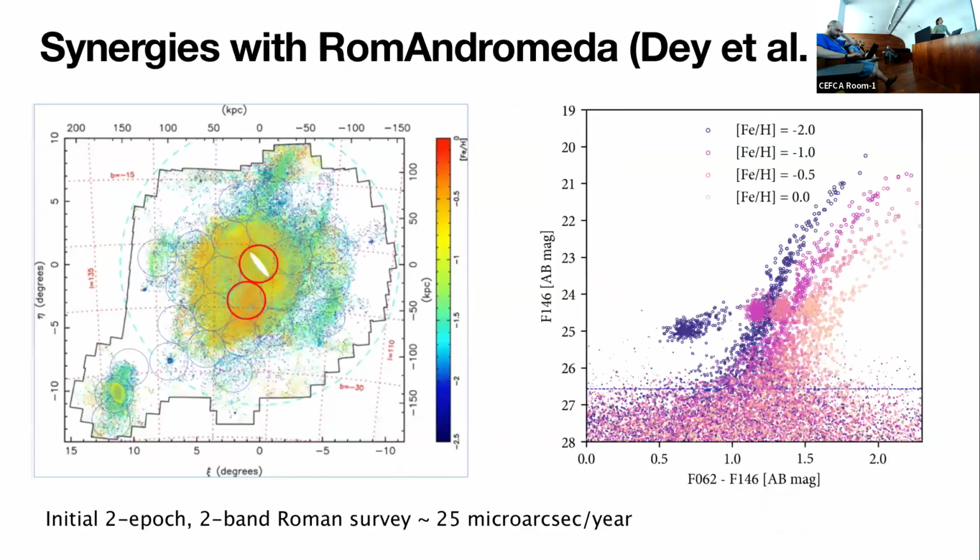As I commented, there is a Rome Andromeda proposal going on. Rome Andromeda wants to observe in two different epochs. So hopefully we will get proper motions, and that will be great, because if you combine the proper motions with abundances, you start to do what we call a chemodynamical analysis in these galaxies. So I'm pretty much looking forward to seeing if this proposal is accepted.